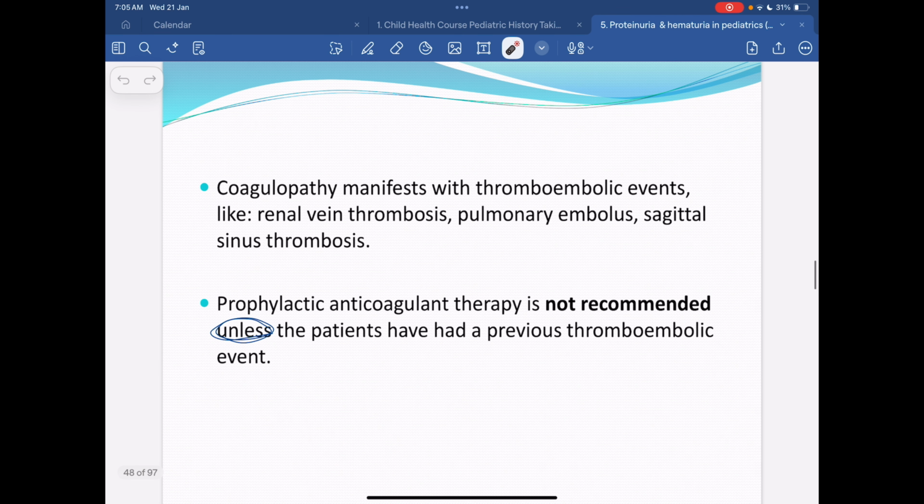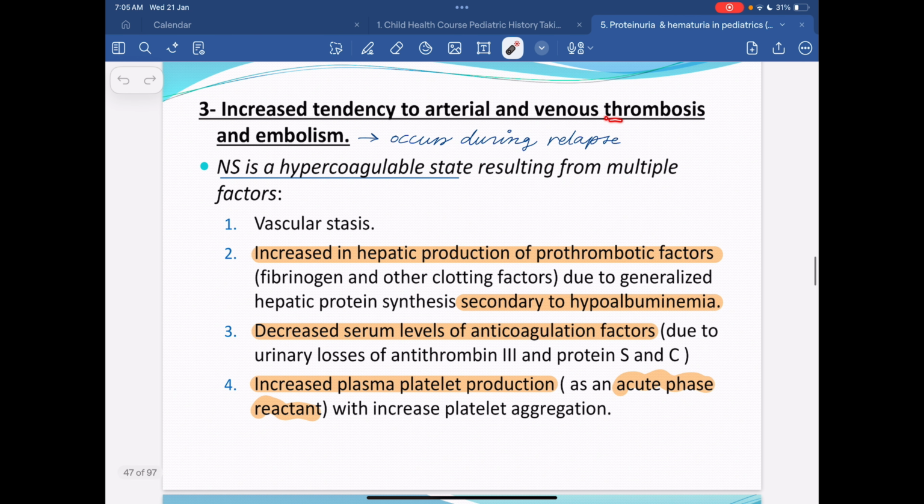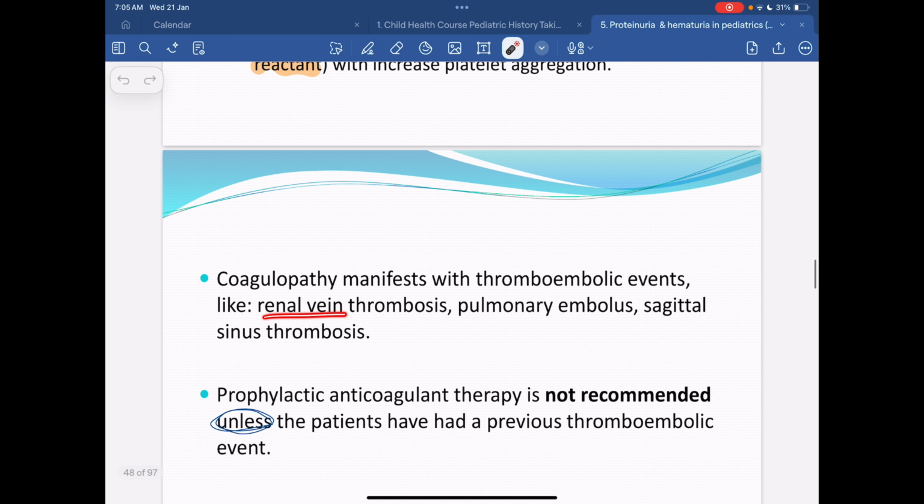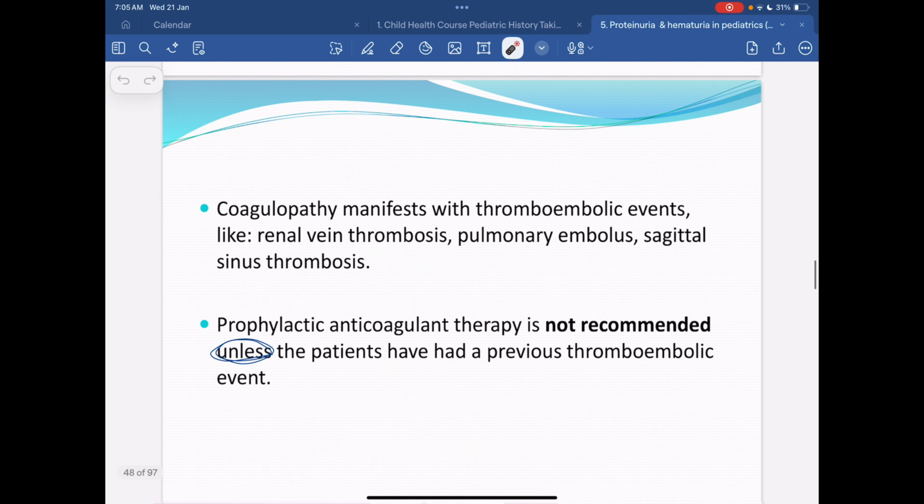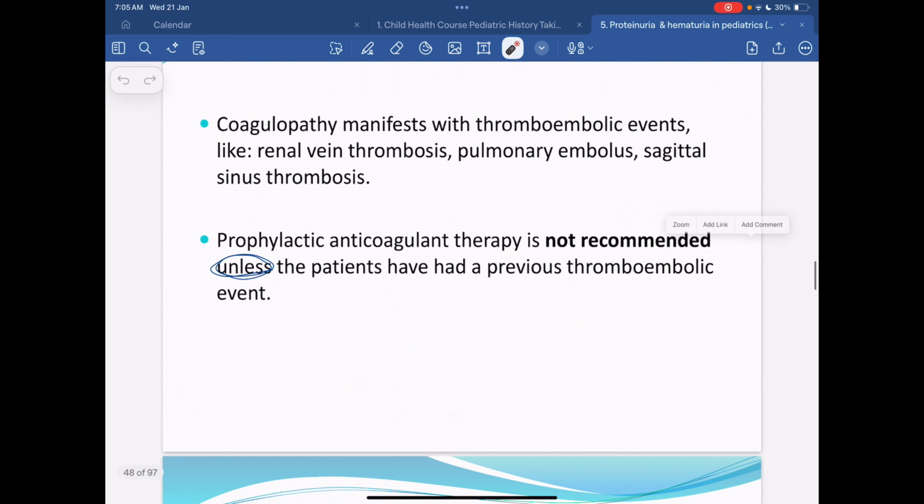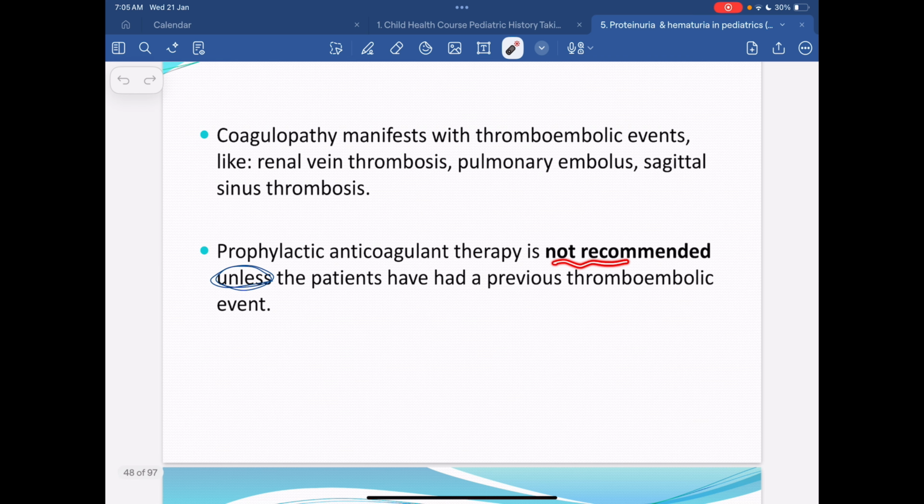طيب إيش اللي ممكن يصير لما نقول إحنا عندنا venous thrombotic events؟ ممكن يصير عندنا renal vein thrombosis, pulmonary embolism, sagittal sinus thrombosis in the brain. Prophylactic anticoagulant therapy is not recommended unless the patient has had a previous thromboembolic event. So we need to أول شيء نثبت إنه قد صار له قبل عشان نقدر نعطيه. مو أي أحد عنده nephrotic syndrome نخاف عليه من thromboembolic events.